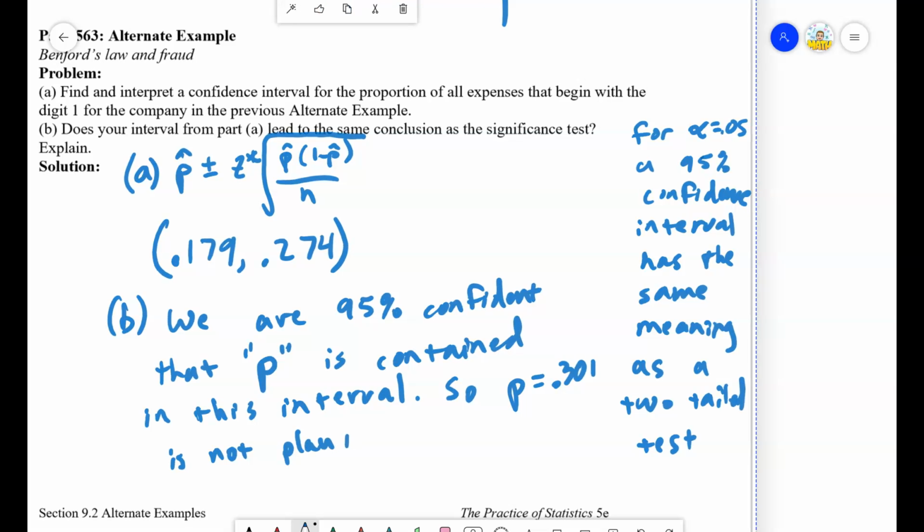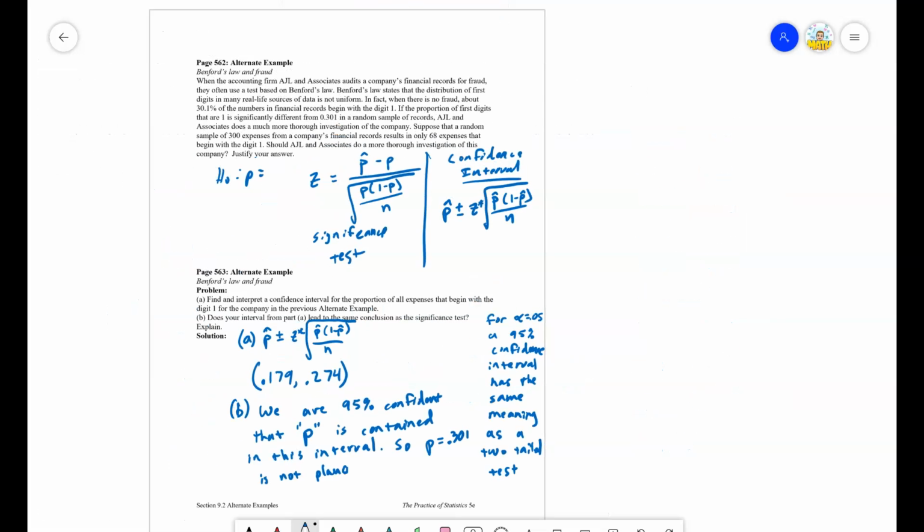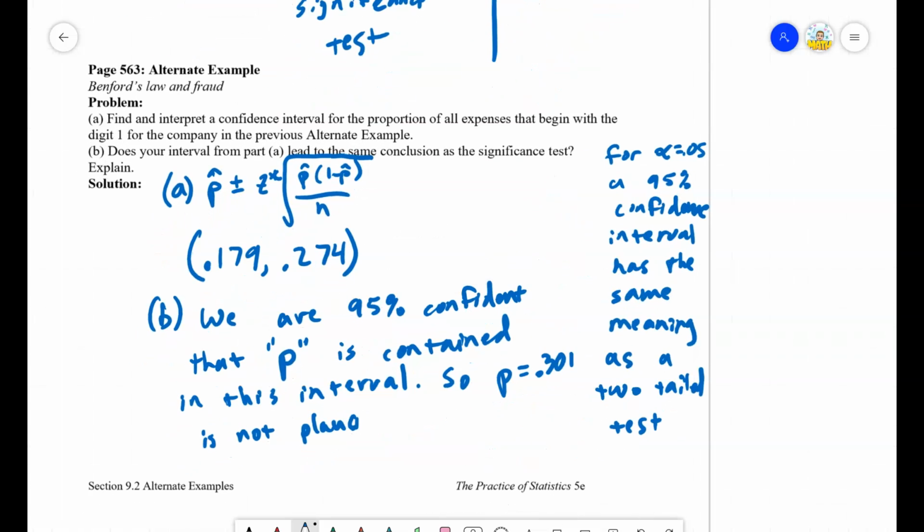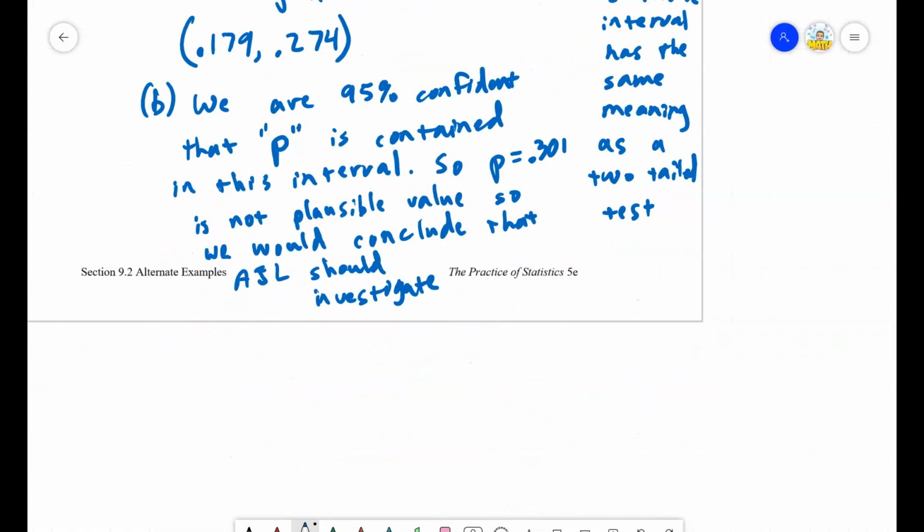Okay, according to this interval. So indeed, we do arrive at the same conclusion. If we're 95% confident that p is in this interval, and the whole interval lives below 0.301, then that means we are 95% confident it's not 0.301. Doesn't mean we proved it, just means we have 95% confidence contrary to it.